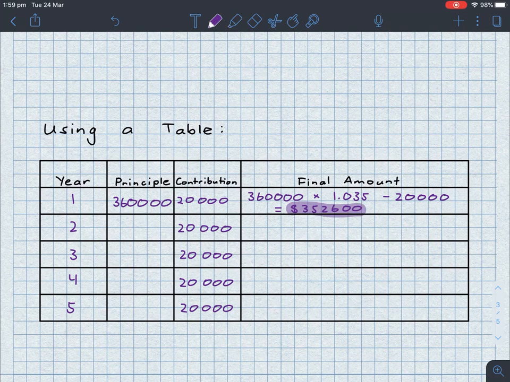Then, just like last time, this now becomes our principal for the second year. And we are being charged 3.5% interest on this, so we'll times it by 1.035. And then again, she's paying $20,000 off that loan, so we're going to subtract it. And we'll get $344,941. And then the rest of the example will continue in the same way. It's exactly the same formula, so I won't fill that out now, but it will be completed on your notes if you want to look at the PDF.